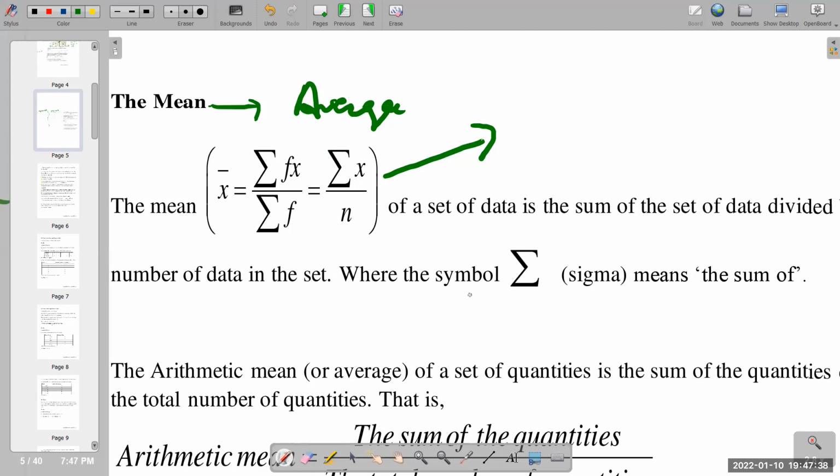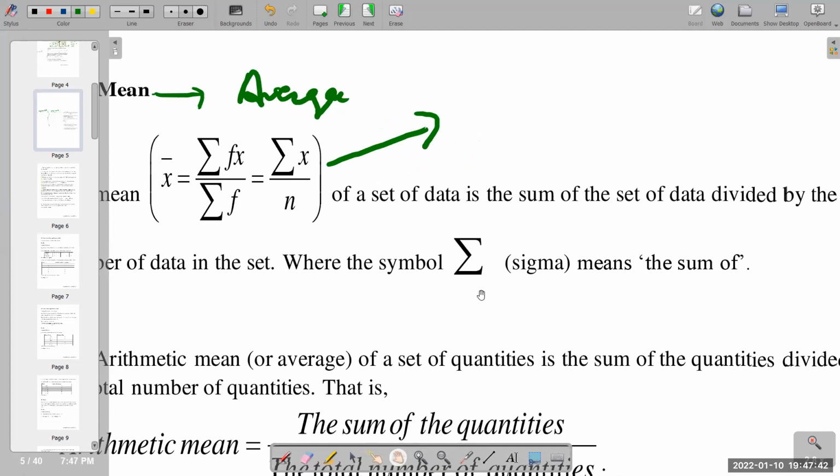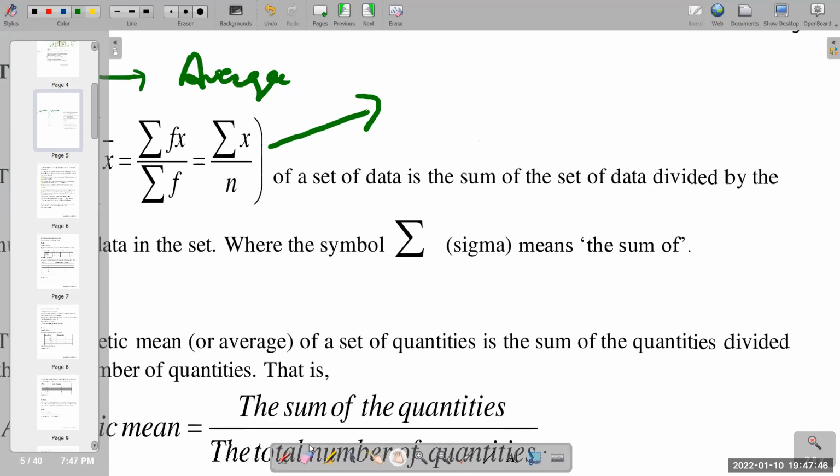So first thing first, what does this symbol mean? This symbol means you're adding. It means to add, find the sum. Look at it here. It is named sigma. And anytime you see this symbol put in front of something, it just means find the sum of.